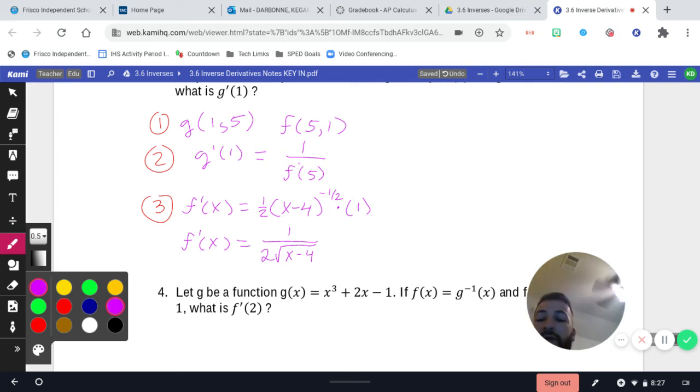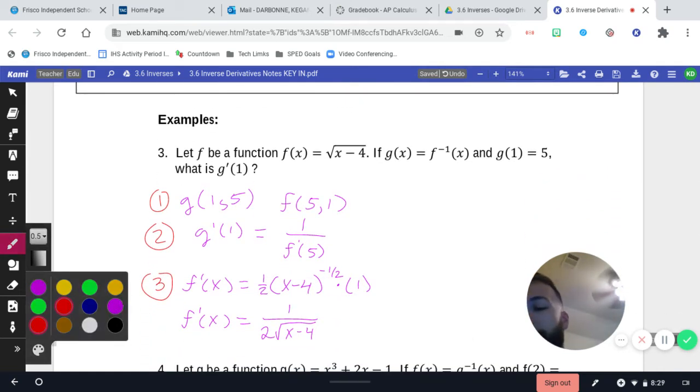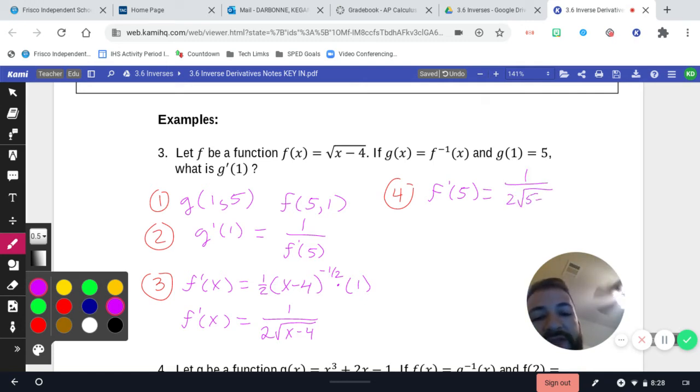Okay. Now step 4, I'm going to actually plug in my value for f prime. So I want to find f prime of 5 is equal to 1 over 2 times the square root of 5 minus 4, which is equal to 1 over 2 times the square root of 1, which is just 1/2.